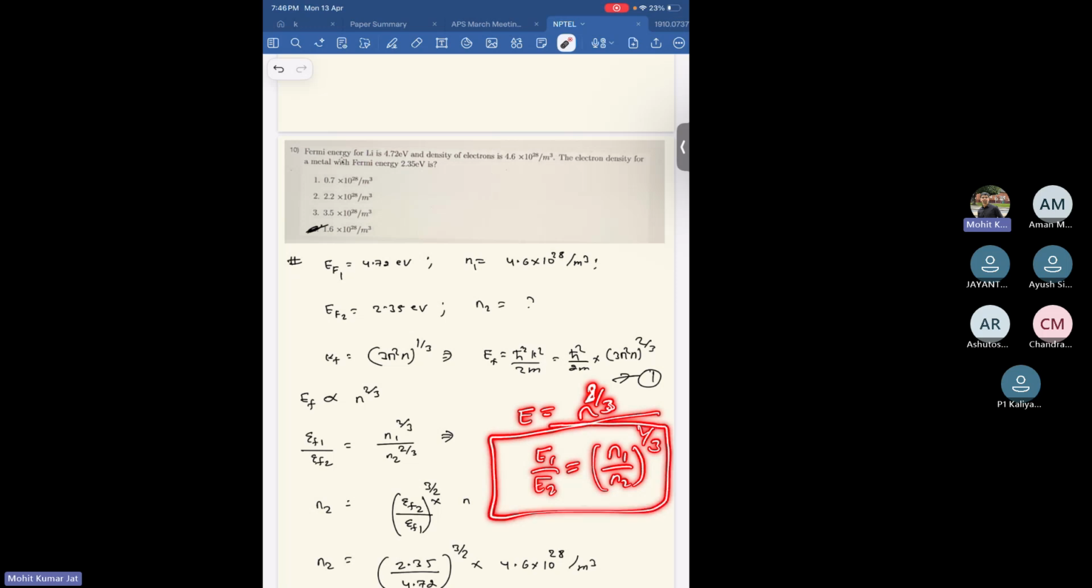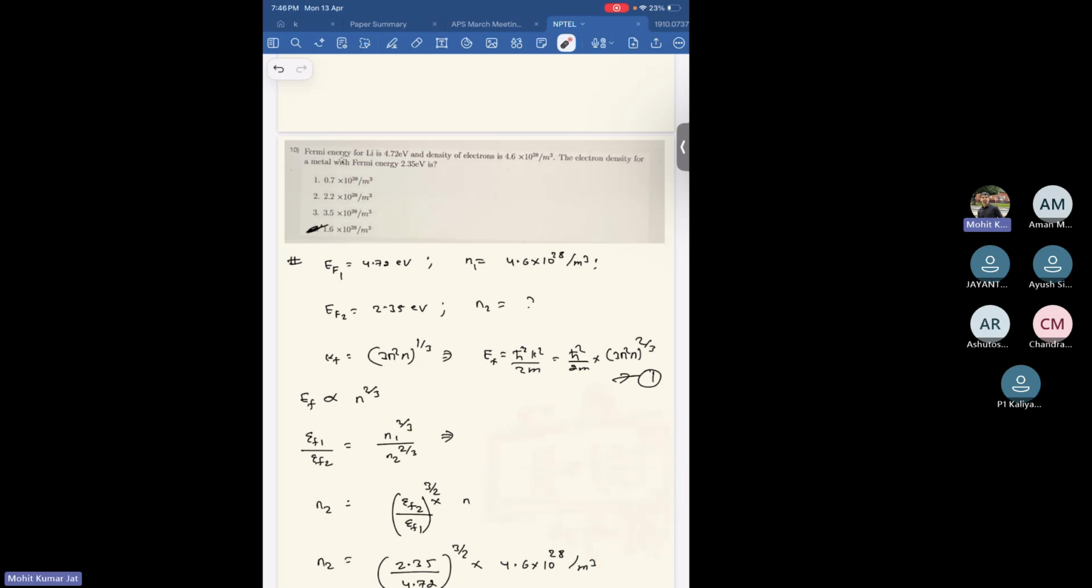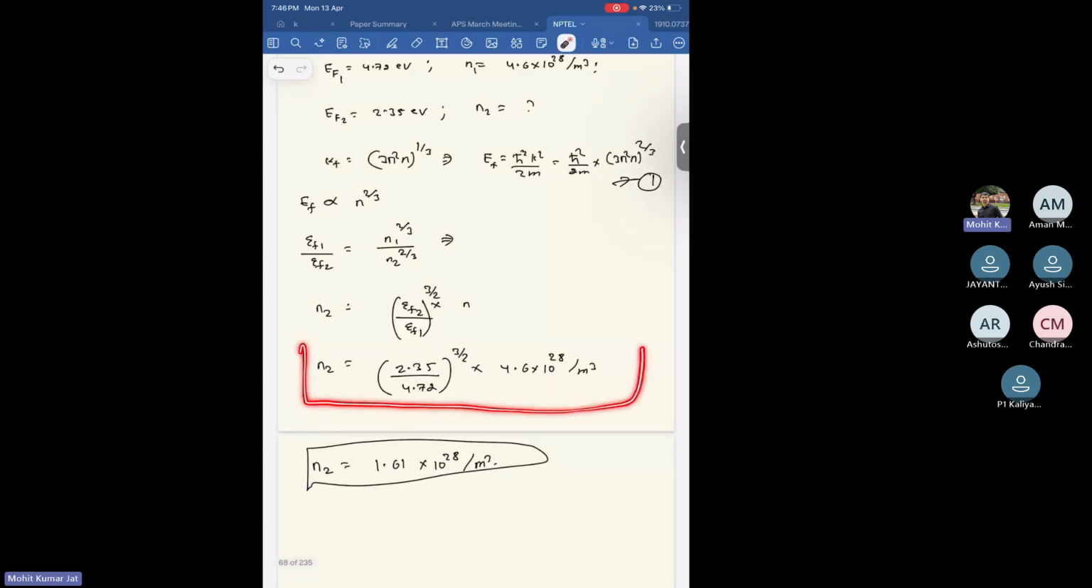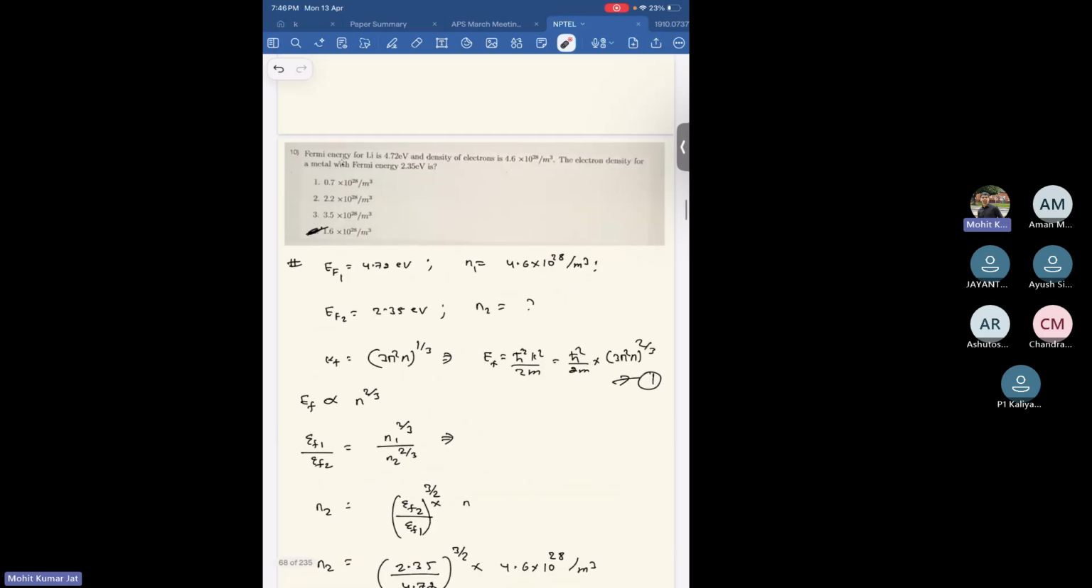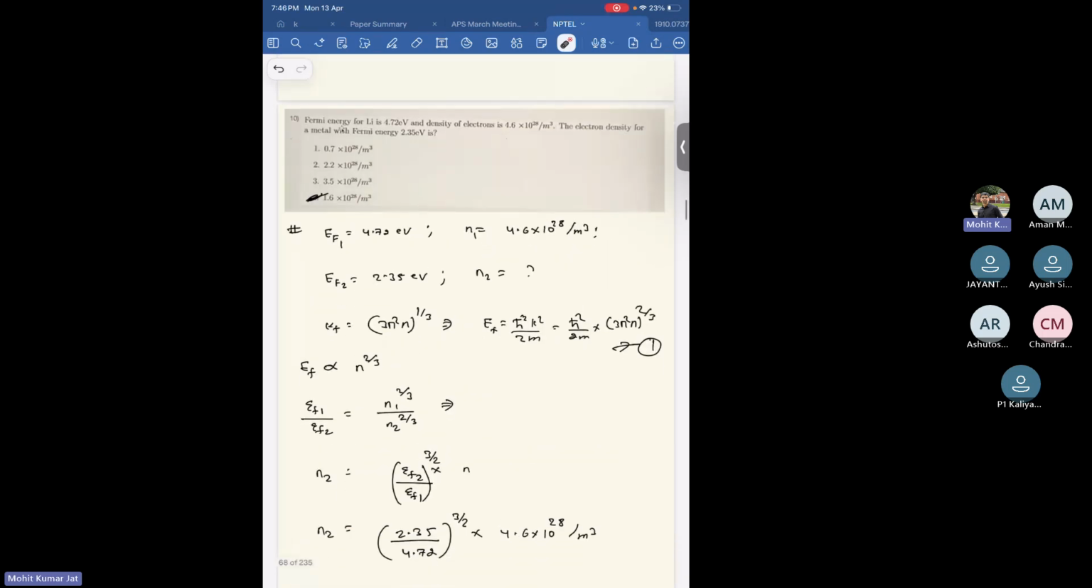That's what you do. The electron density is asked. So n2 will be nothing but n1 times (E2 by E1) to the power 3 by 2. If you calculate it, that's what it is. n2 is equal to this factor times your n1, and you can calculate the carrier density in another material. This is very important in the sense that just knowing the Fermi energy, and not knowing any other prefactors like the effective mass, you can extract the carrier density at another point.